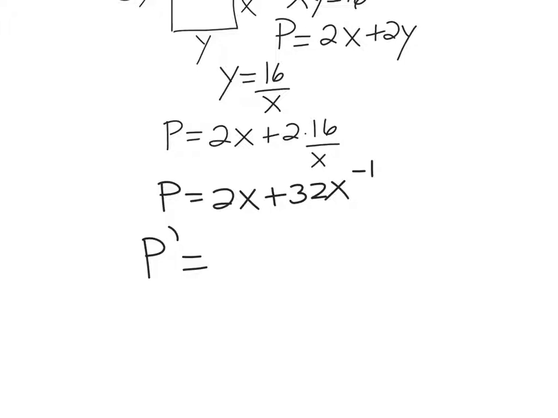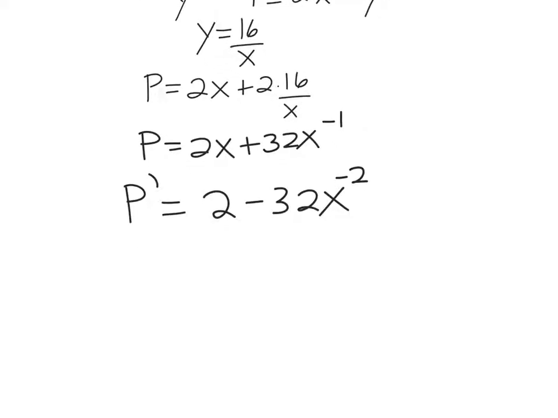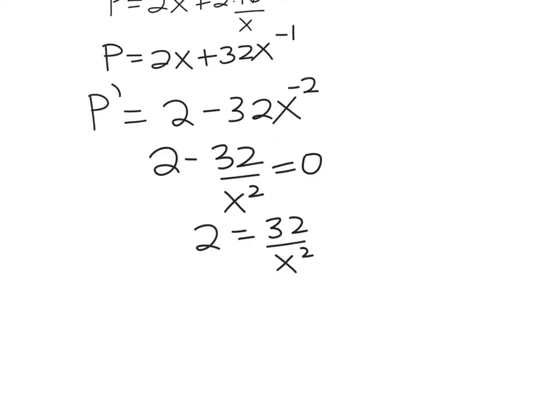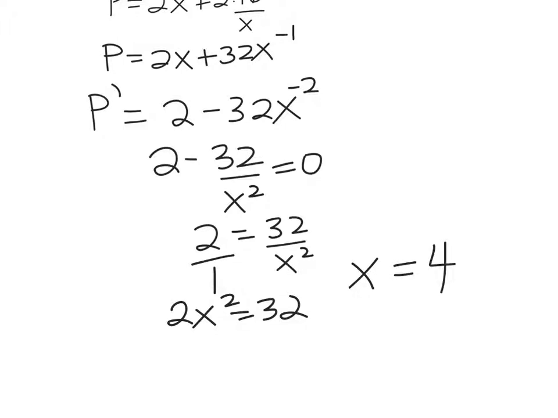The derivative of 2x is 2. The derivative of 32x to the negative 1 is negative 32x to the negative 2. Then set that equal to 0 and solve. 2 minus 32 over x squared equals 0. Add 32 over x squared to the other side. Cross multiply to get 2x squared equals 32. Divide by 2, you get 16. Take the square root. You don't need the plus and minus, you just need the square root, and you get 4.